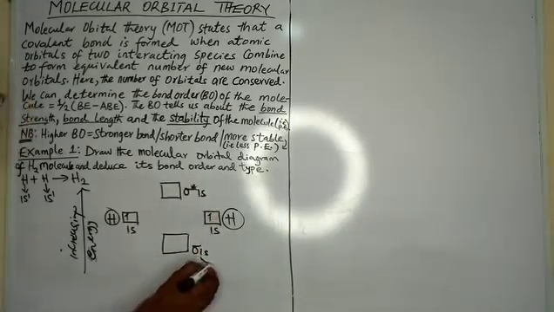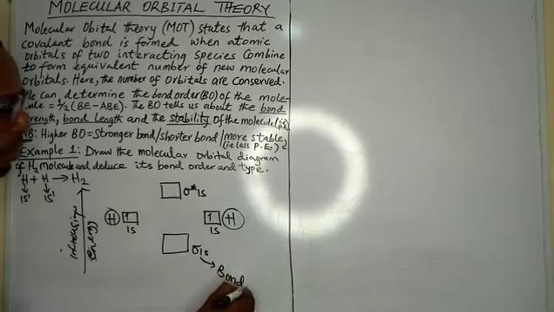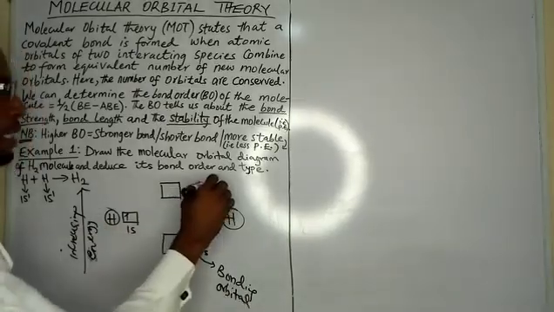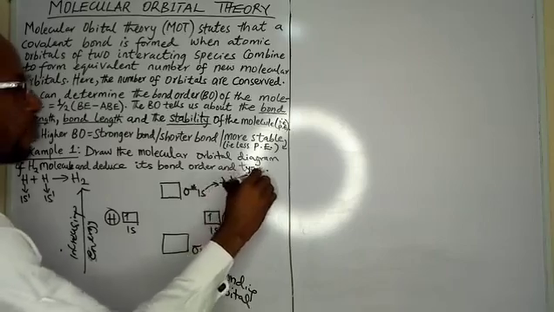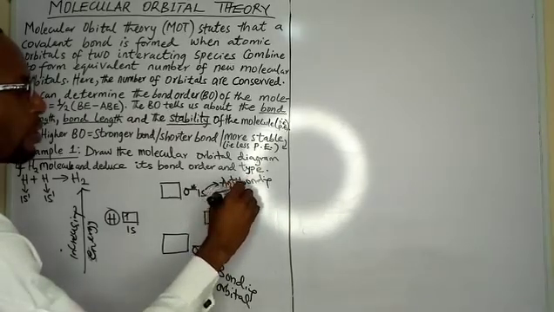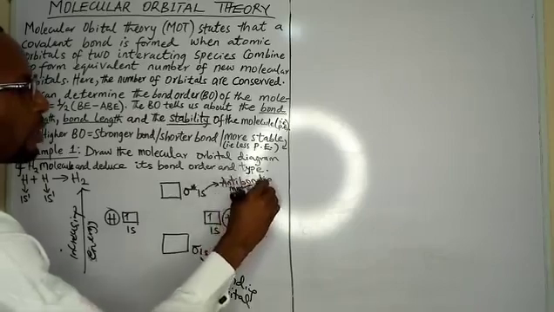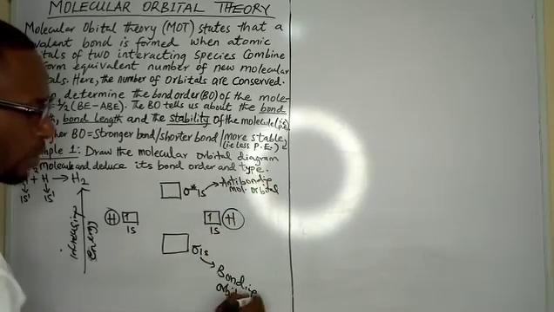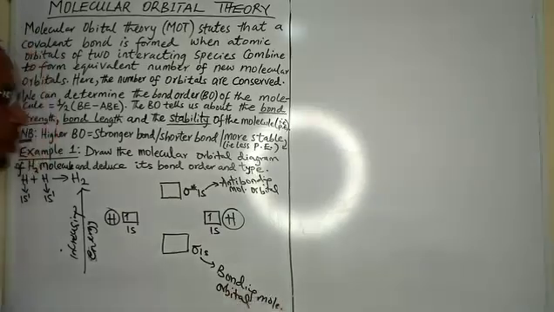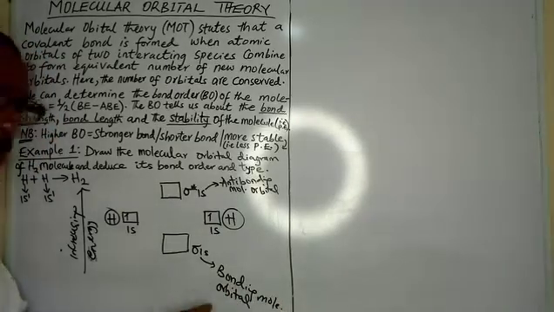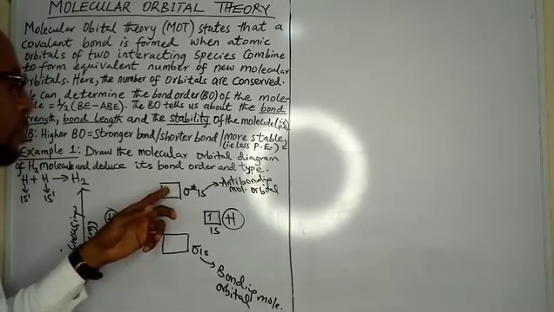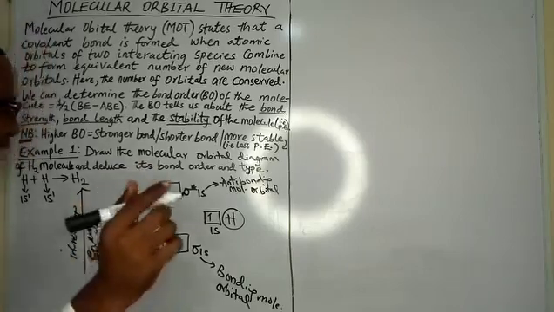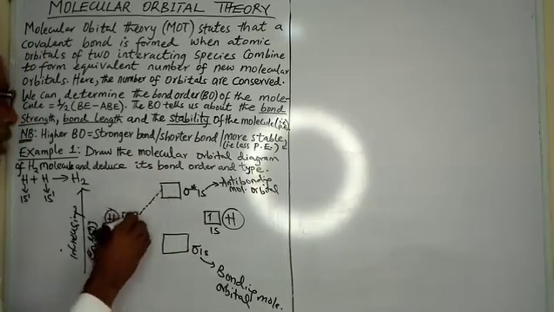As a matter of fact, this is called the bonding orbital, which contains the bonding electrons, while the sigma star is called the anti-bonding molecular orbital. This one is the bonding molecular orbital. Beautiful. So the bonding molecular orbital contains the bonding electrons, while the anti-bonding molecular orbital contains the anti-bonding electrons. The next thing you are going to do is use a dotted line to join this to this.